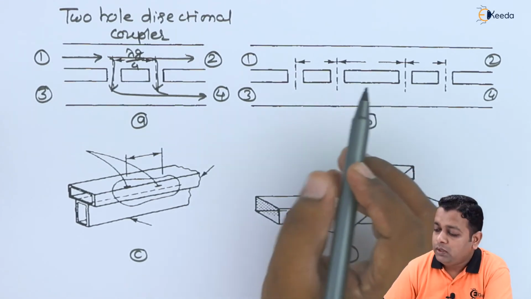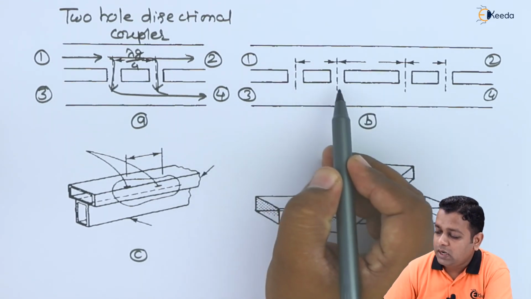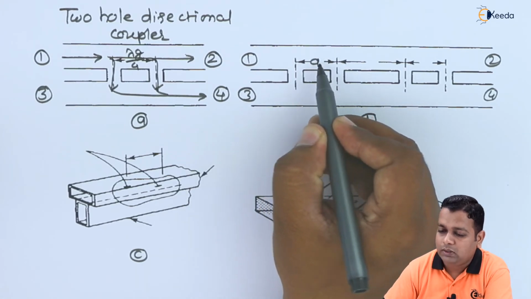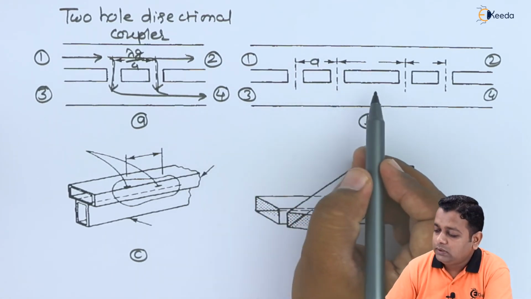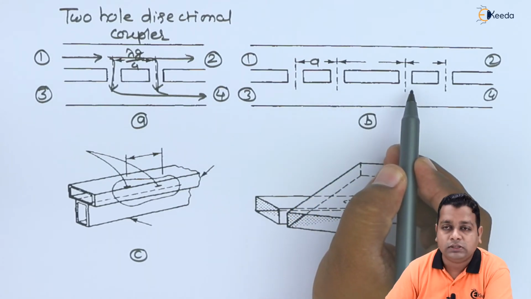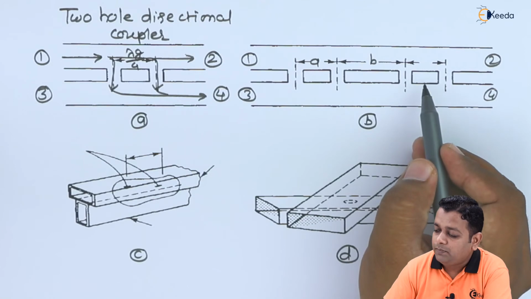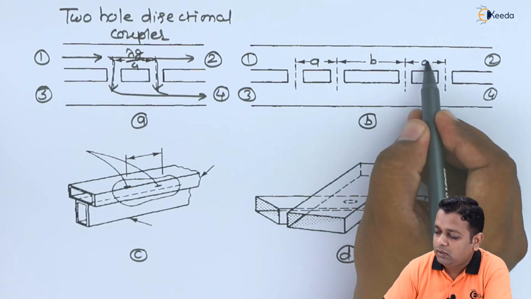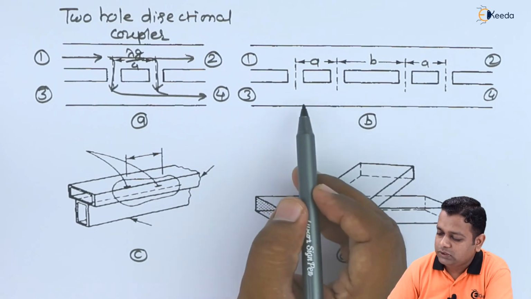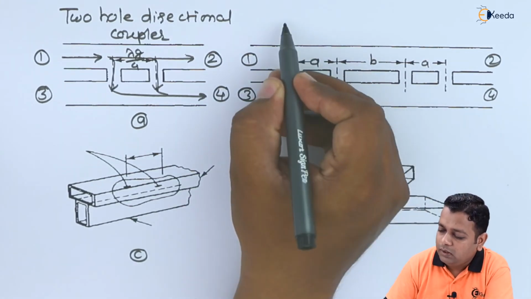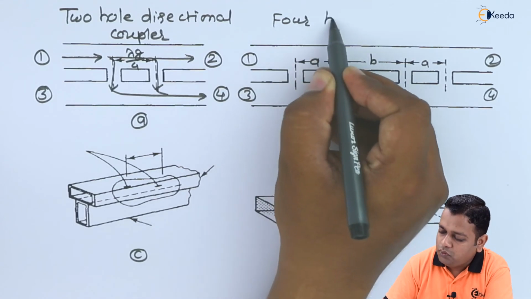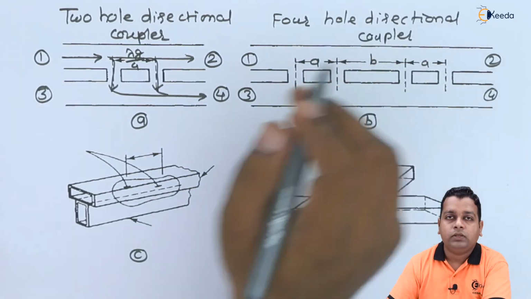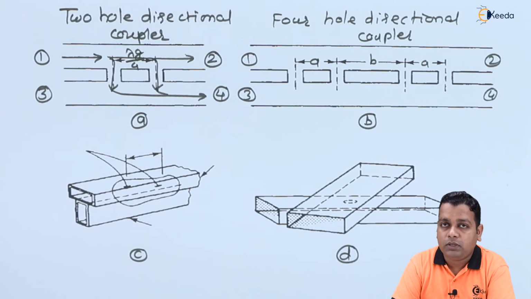In general, the separation between the first and the second hole is the length small a, whereas the separation between the second and third is the length small b. The separation between the third and fourth is small a. This way, this particular directional coupler is called a 4-hole directional coupler. So in part A and part B, we have the 2-hole and 4-hole directional couplers. Practically we can manufacture n-hole directional couplers in general.